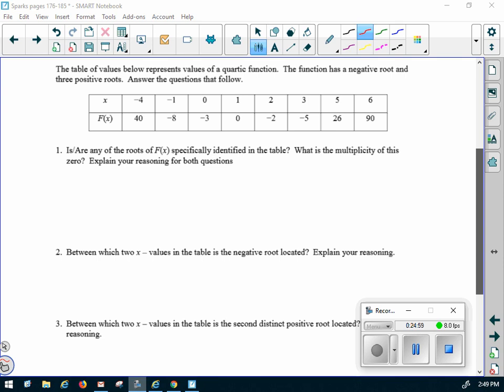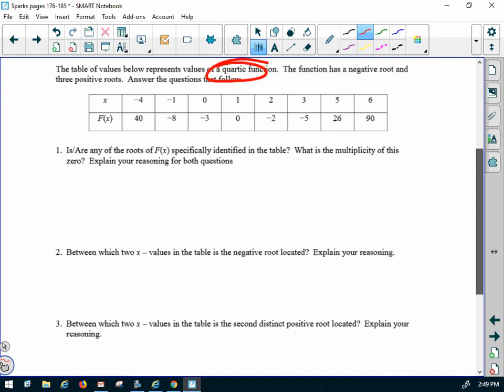Okay, the table of values represents values of a quartic function. How many zeros should you have on a quartic function? 4. Now let's look at this. The function has a negative root and 3 positive roots. So look at what you're told. We got a negative root and we got 3 positive roots. So we're going to go answer some questions.